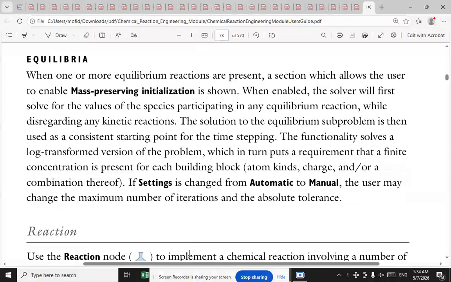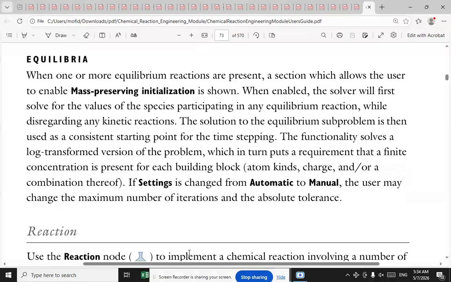When one or more equilibrium reactions are present, the section which allows the user to enable mass-preserving initialization is shown. When enabled, the solver will first solve for the values of the species participating in an equilibrium reaction while disregarding any kinetic reactions. The solution to the equilibrium subproblem is then used as a consistent starting point for the time stepping. The functionality solves a log transport version of the problem, which in turn puts a requirement that a finite concentration is present for each building block: atom, kind, charge, and/or a combination thereof.